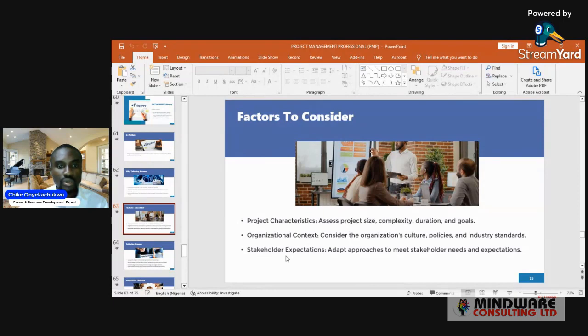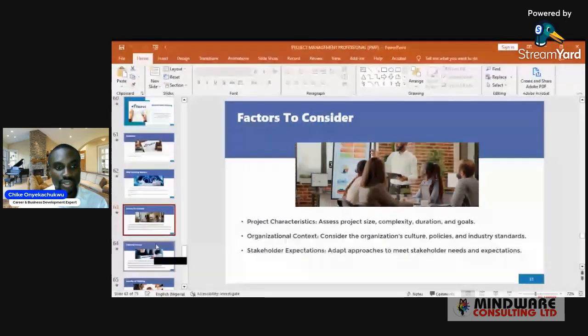Also, stakeholder expectations. You need to adapt approaches to meet stakeholder needs and expectations. So, like we've talked about stakeholders and how their involvement in your project can impact or influence the outcome of your project. So you need to be able to tailor your processes to accommodate their needs and expectations.